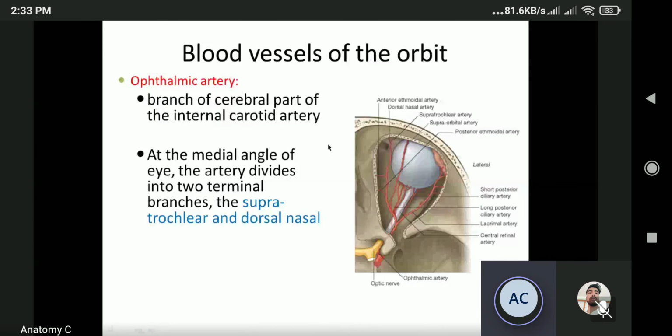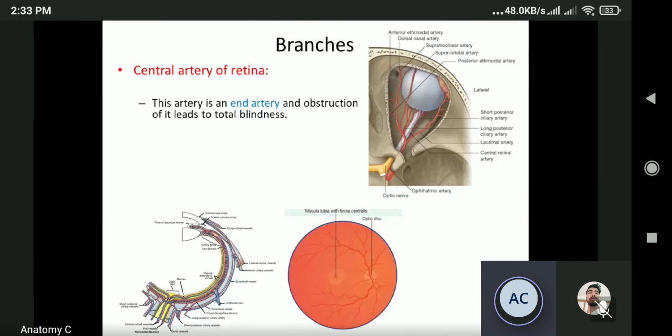You can get it as an MCQ: the ophthalmic artery at the medial angle of the eye is divided. What are the terminal branches? Then you have to say supratrochlear and dorsal nasal. So what are the branches? The central artery of the retina. This is an end artery. Obstruction of this central artery will lead to total blindness.